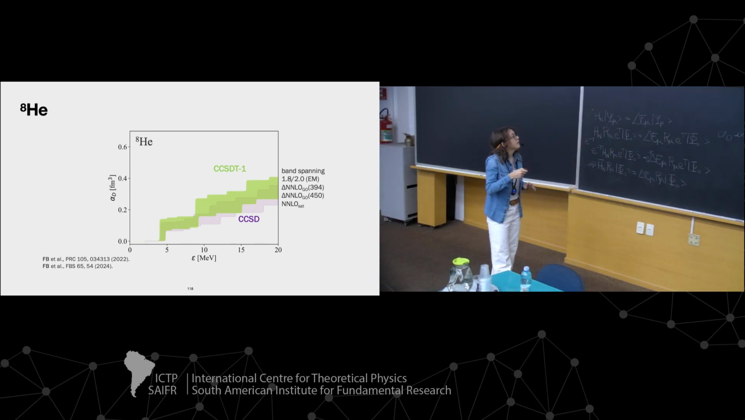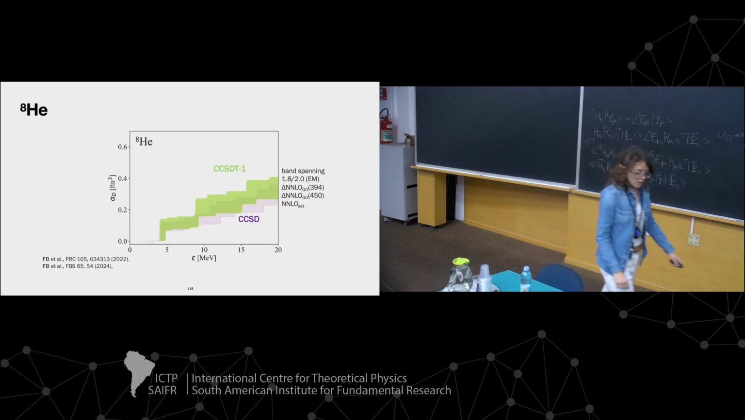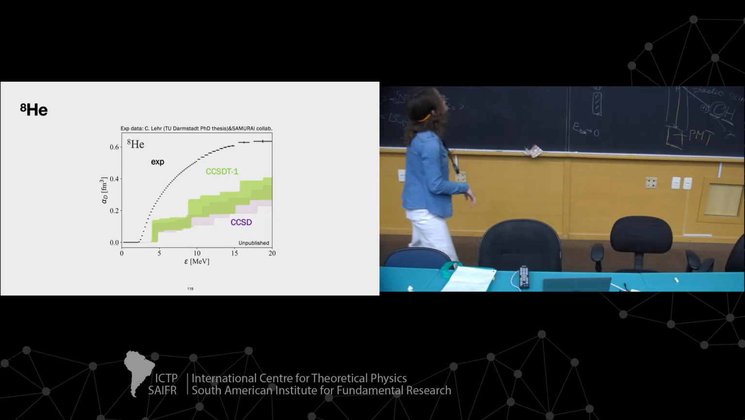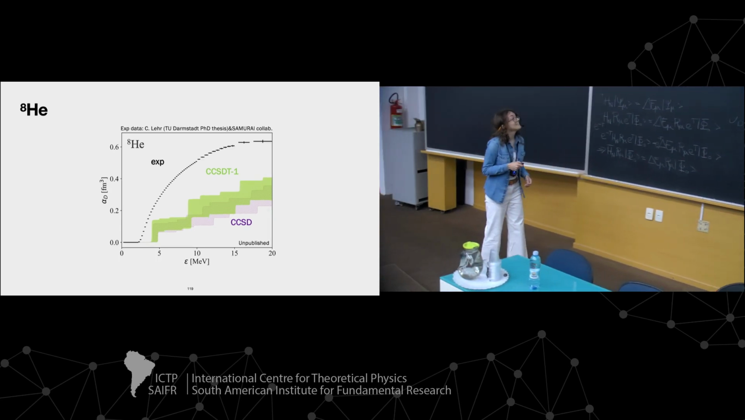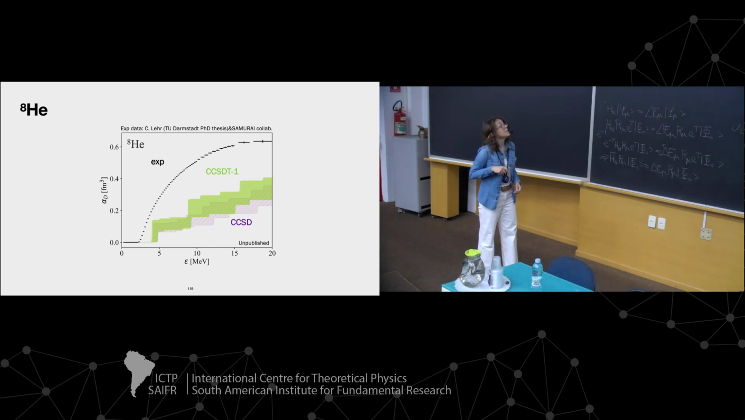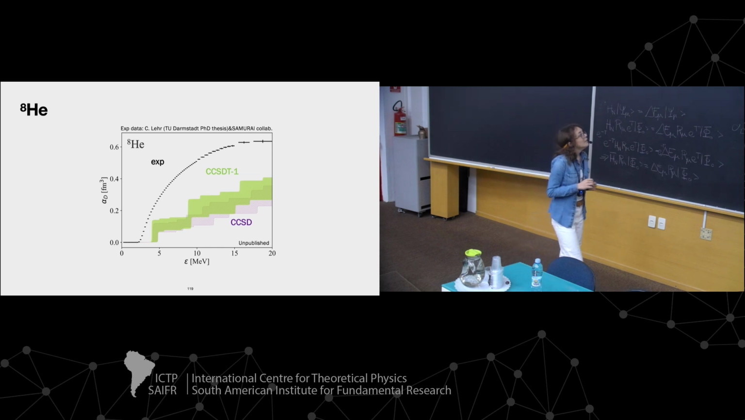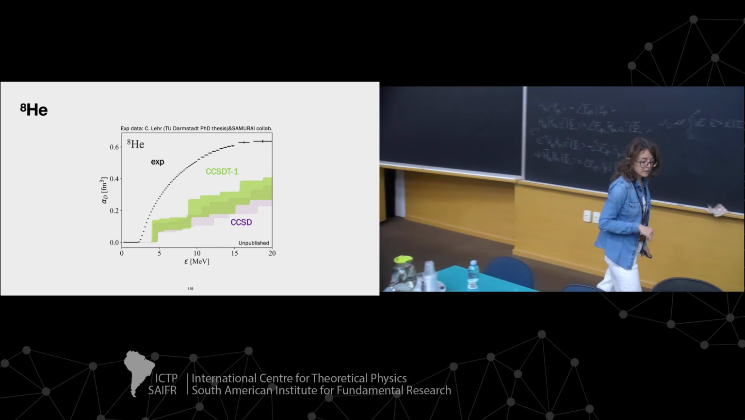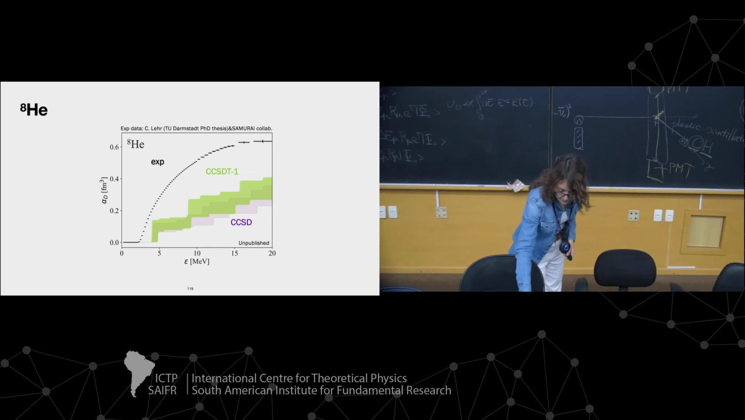We have calculations with a bunch of different chiral EFT interactions, with both coupled cluster singles and doubles and triples. And we see that triples are bringing up the value. But if we add the experimental data, we see that there is quite a big discrepancy. We are getting probably to 2/3 of the experimental value at 20 MeV. So why do we see this discrepancy coming out?